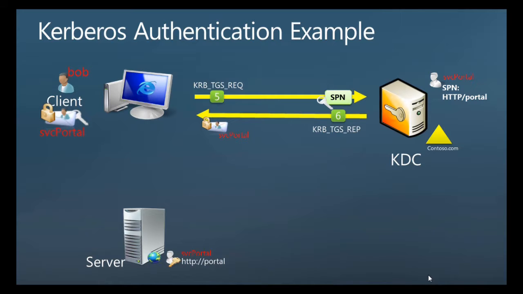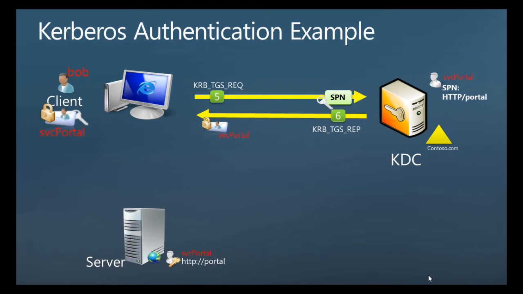The service ticket contains Bob's identity, but note that Bob's identity is in that little envelope that's secured with a lock. What's going on there is the service ticket is actually encrypted with that secret that's derived from the password that only the directory and the server knows. That's the password for SVC portal. This is important. This is what ensures Bob cannot tamper with his identity. Bob cannot decrypt that so that he can potentially alter his ticket and maybe elevate his privileges.